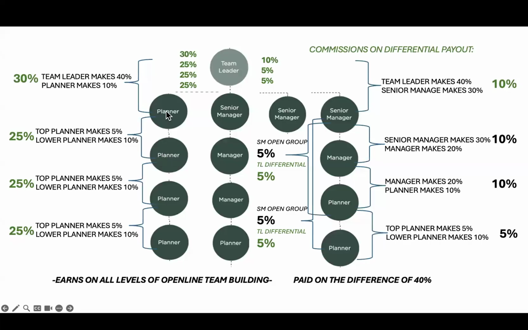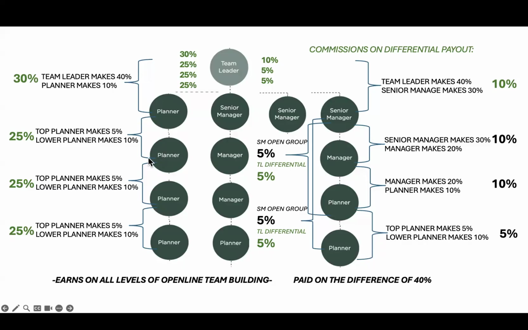Okay, level 2. Because a planner only makes 5% on his level 1 planner, the top planner will make 5% and the lower planner makes 10% of what he buys and sells. So among these level 1 payouts, there is 25% that is left over on these transactions. 25% gets paid to the team leader. So you're getting paid on all levels up until the next team leader, which is why it's called open group. When it's open and there are no equivalent ranks, that's your money. That's your money.